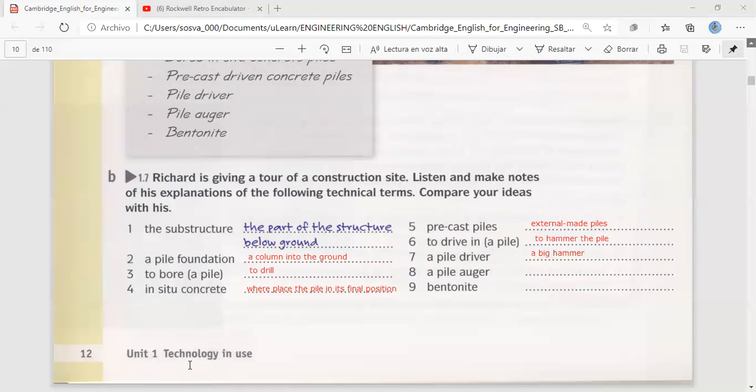Instead, we're boring the piles. The pile auger over there is effectively just like a giant drill.